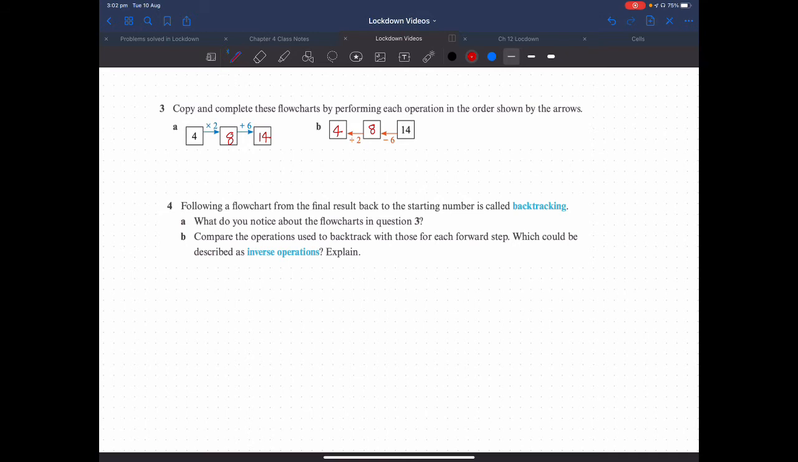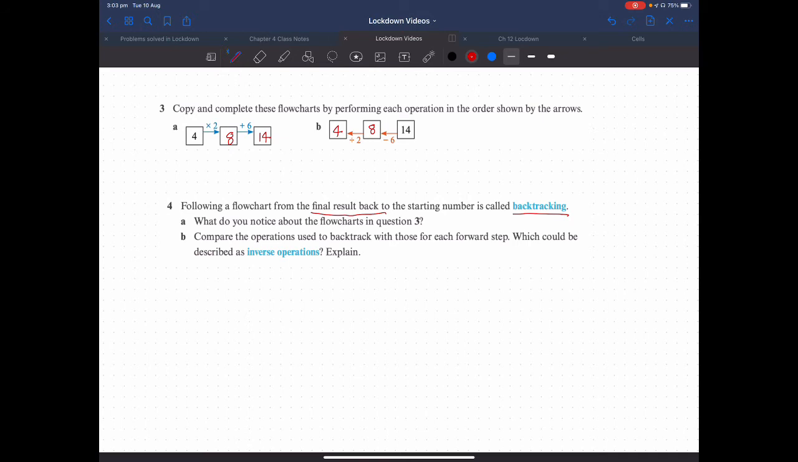Now we're going to look at that in question 4. It says, following a flowchart from the final result, which is the out box, to the starting number, which is the in box, is called backtracking. We are working backwards. What do you notice about the flowcharts in question 3?